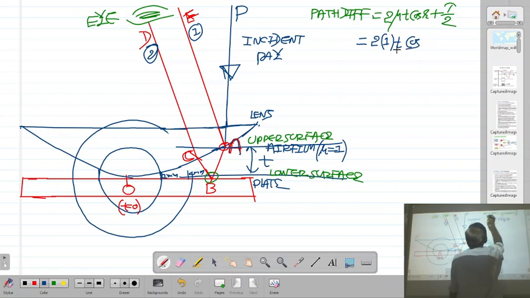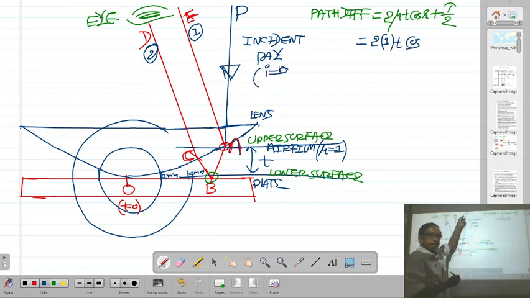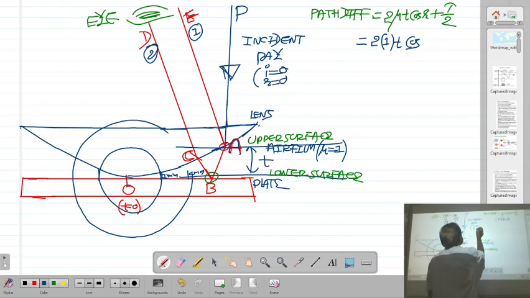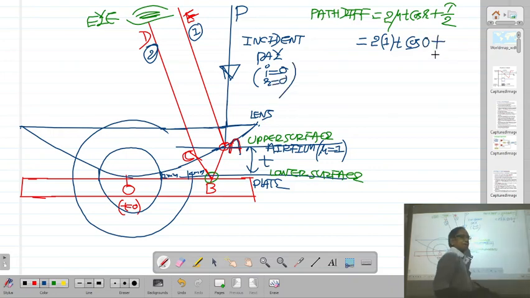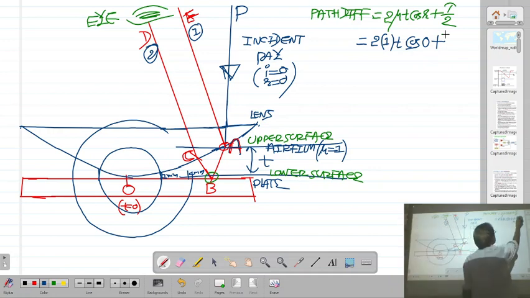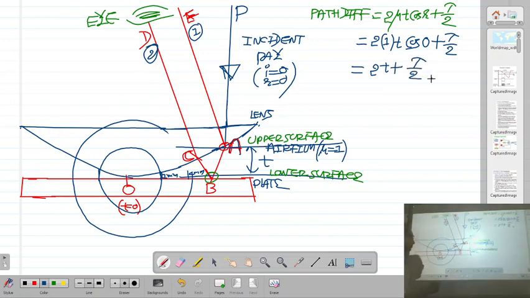When the ray of light is incident normally, the angle of incidence is zero, because the angle made by the incident ray with the normal is 0. And if the angle of incidence is 0, from Snell's law, the angle of reflection is also 0. So the path difference is 2t plus lambda by 2.